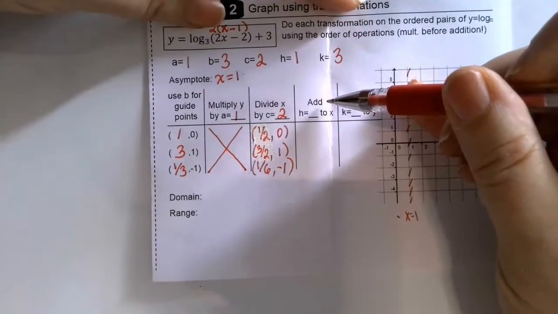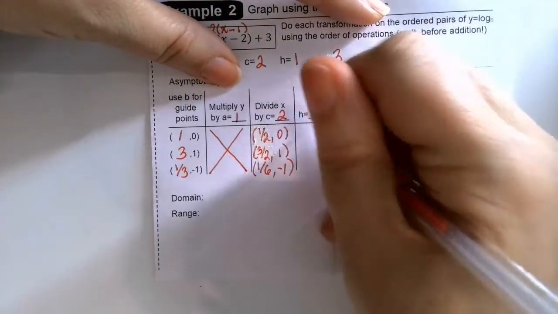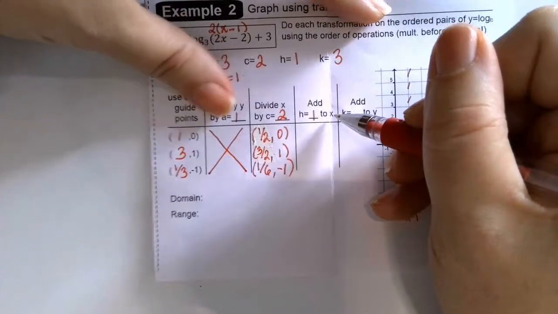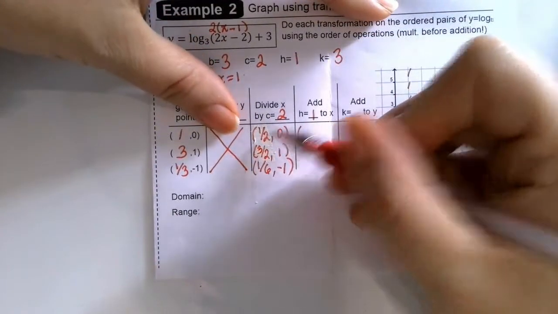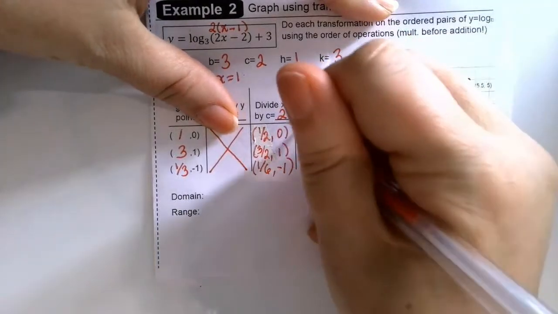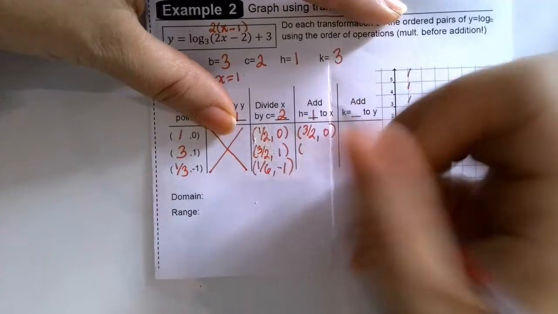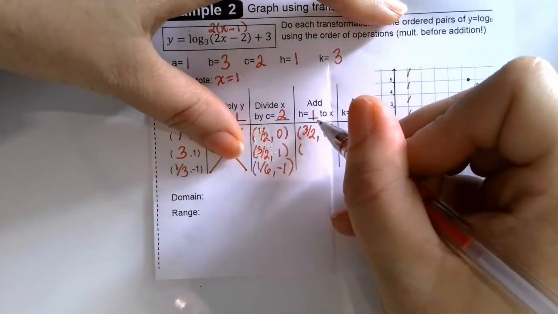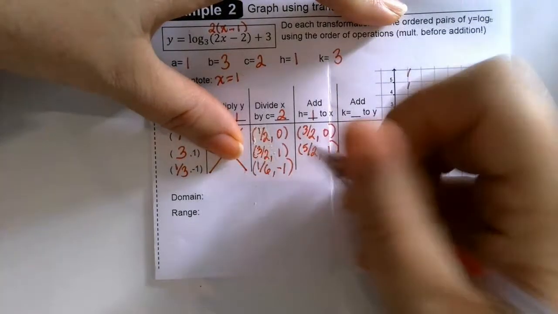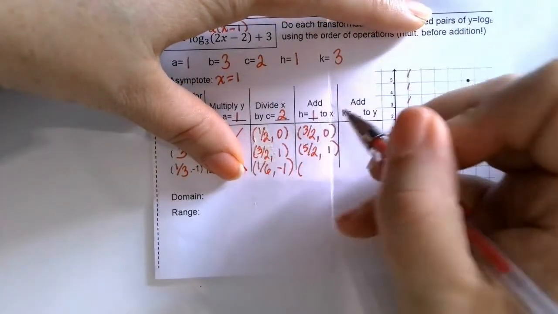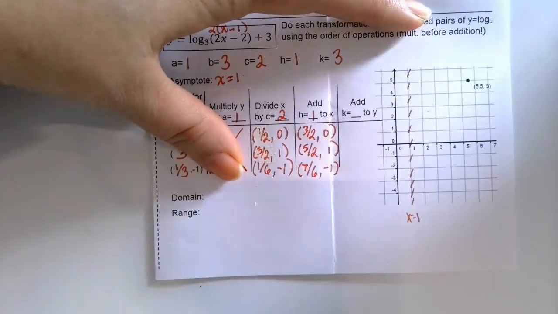And now we can do a horizontal translation by adding h equals 1 to the x coordinate. That's going to shift our graph to the right 1 unit. So we take 1/2 plus 1, which is 3/2, and the y stays the same. Then 3/2 plus 1 is 5/2, and our y stays the same. And then 1/6 plus 1, which would be 6/6, is 7/6, and the y stays the same.